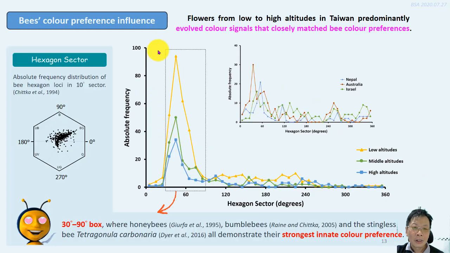Okay, so first we want to test our hypothesis that most of the species look like they are pollinated by bees, whether this color matches the bee's favorable neuron position. You can see the hexagon sector around 30 to 90 is the strongest innate color preference.